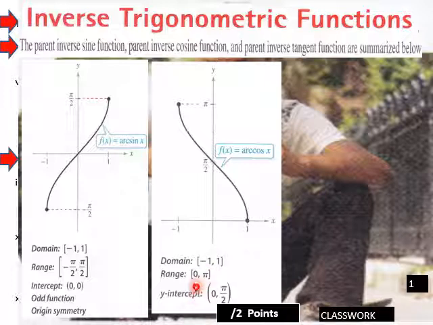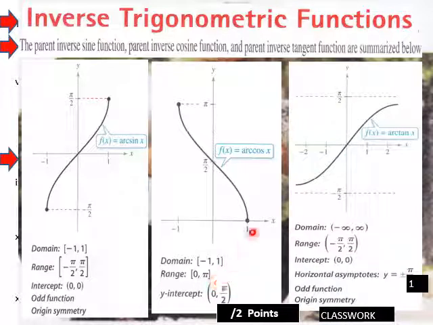This is your arc cosine, which kind of goes in the opposite direction. Domain is negative 1 to 1, range is 0 to pi, so it starts up here and doesn't go down into negative pi over 2. It starts at 1 and crosses at pi over 2, which is the y-intercept at 0, pi over 2.